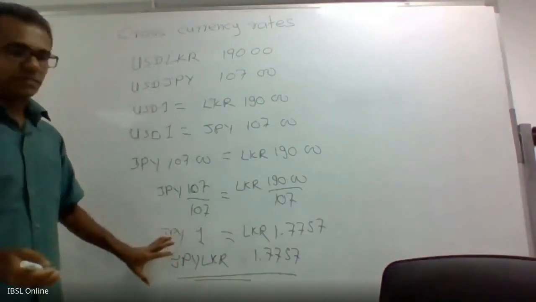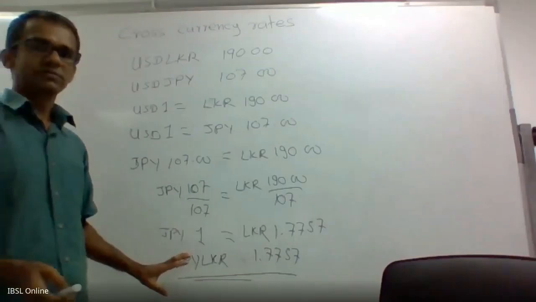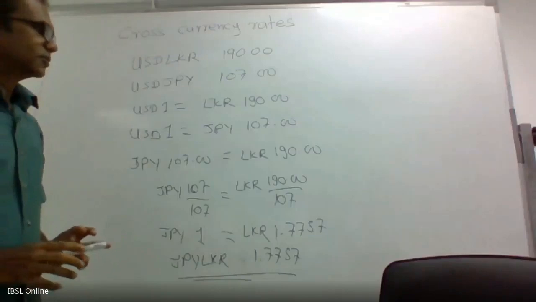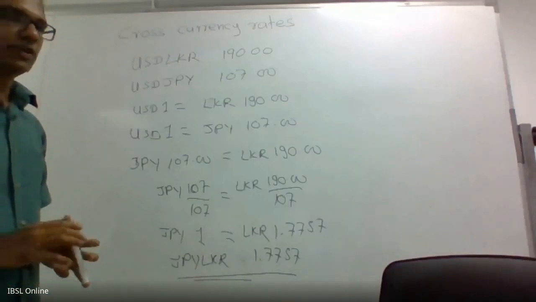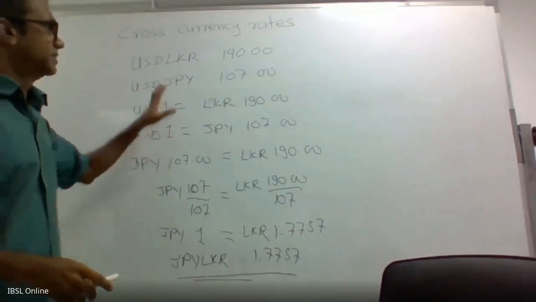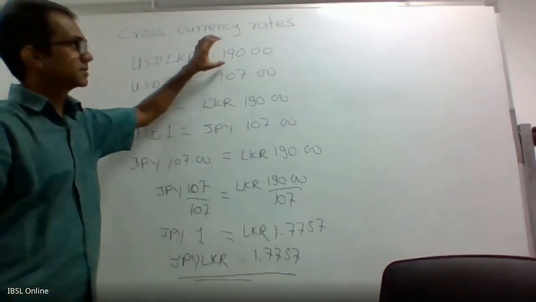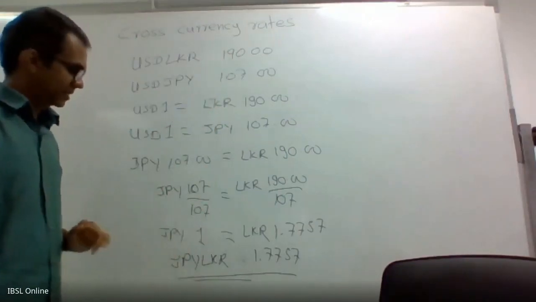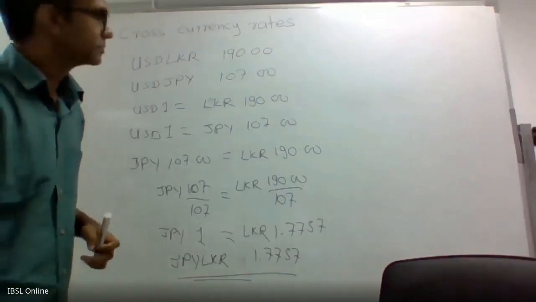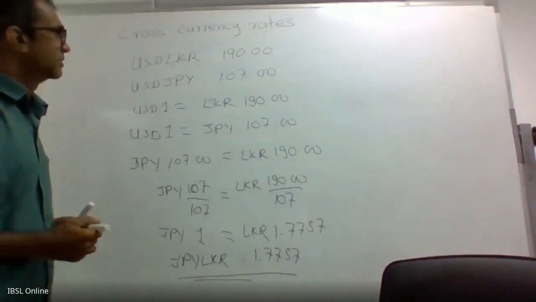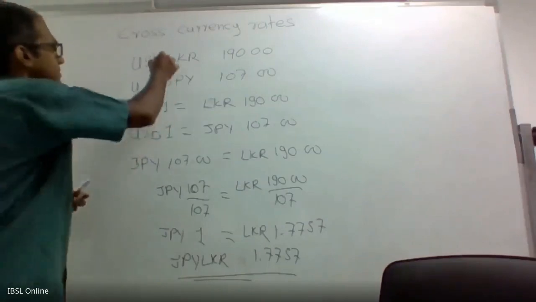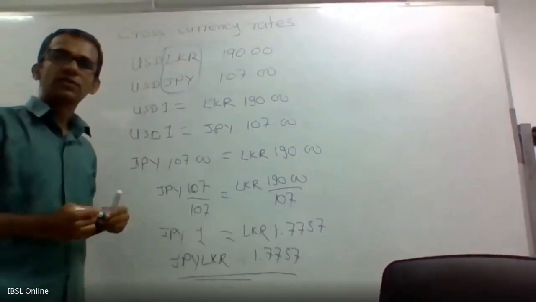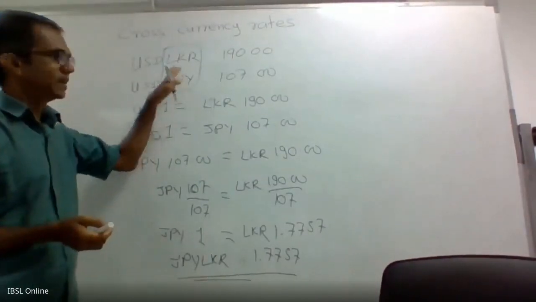This is the concept behind this, but there are a few rules. You can remember those rules and do the workings. Especially those rules are useful when you have bid and ask. In this example, I didn't consider bid and ask two-way quotes, just the simple exchange rates. The first rule, or the first convention, is that in the cross-currency rate we have to find between yen and rupees.